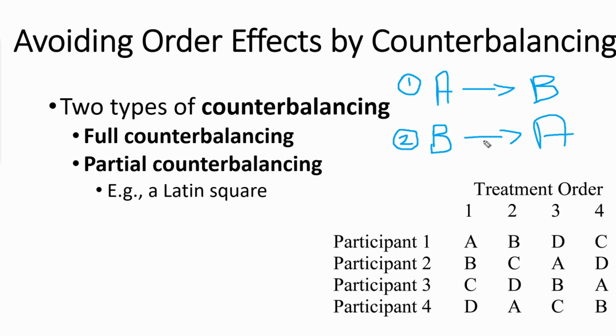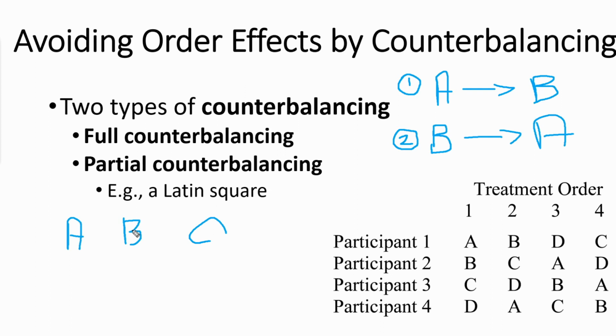The thing to keep in mind with this is the more conditions that you have, the more levels of your independent variable, the more complicated this becomes. So A then B or B then A is simple enough, but if you have three conditions, A, B, and C, you can have A, B, C, you can have C then B then A, you can have A then C then B, so on and so forth. And I believe for 3 different conditions, you end up having 6 possible orders.